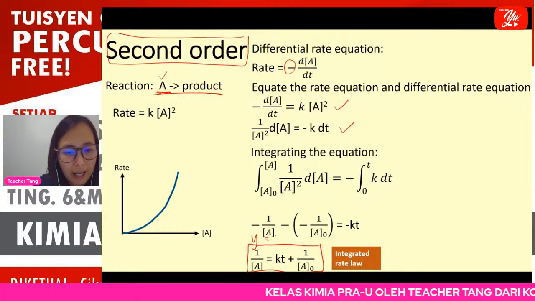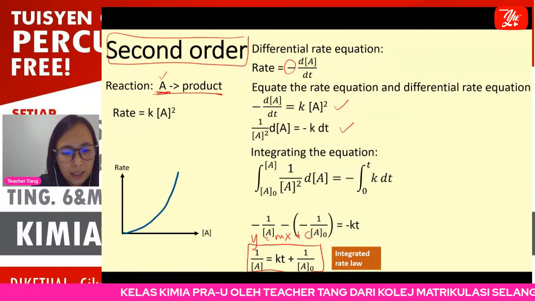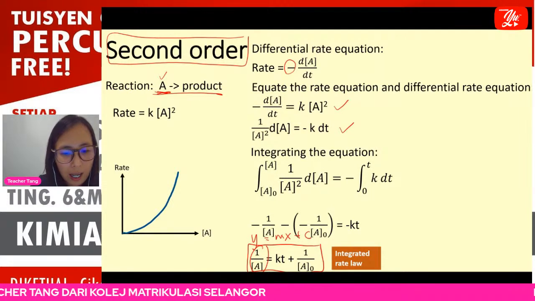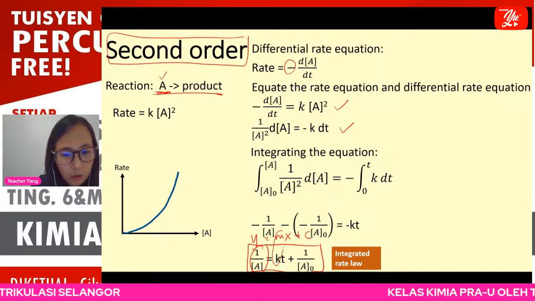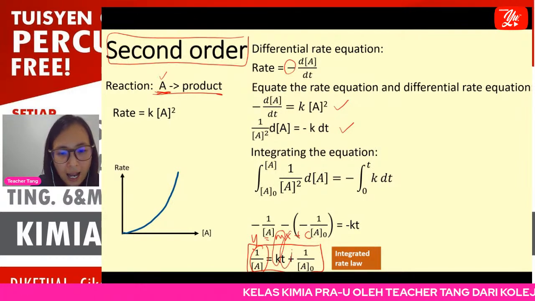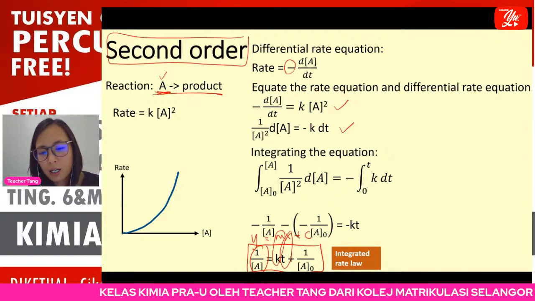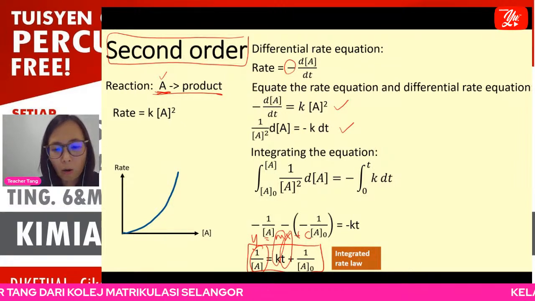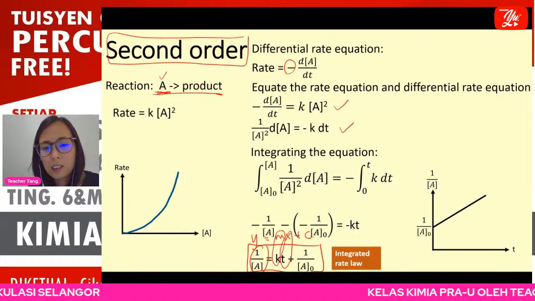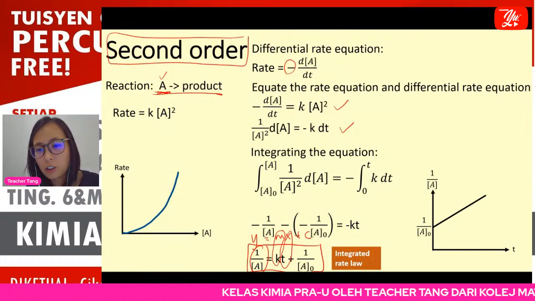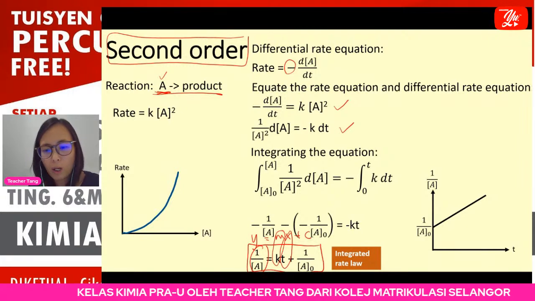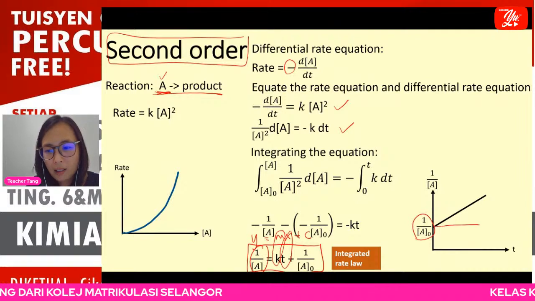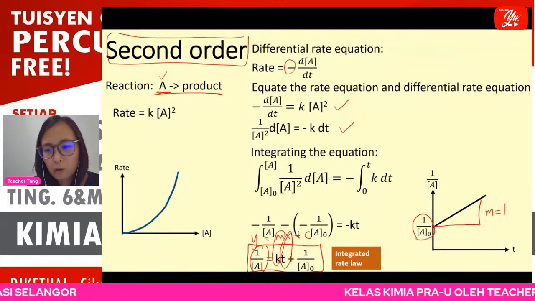Okay, y equals mx plus c, where your y is equal to 1 over the concentration of reactant A, and the gradient of the graph is equal to the rate constant. The x-axis is the time, and the y-intercept is 1 over the initial concentration of the reactant. From this integrated rate law equation, we know that the linear graph will be 1 over the concentration of reactant A versus time, with 1 over the initial concentration of A as the y-intercept, and the gradient of the graph equal to the rate constant.